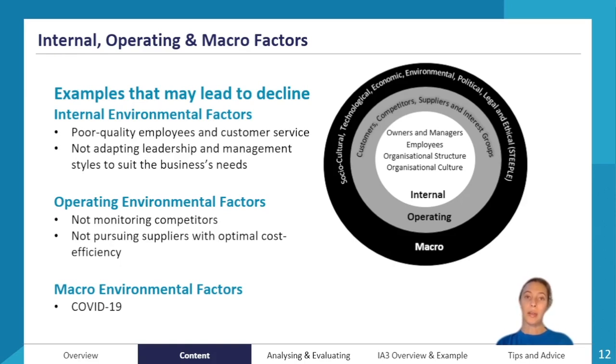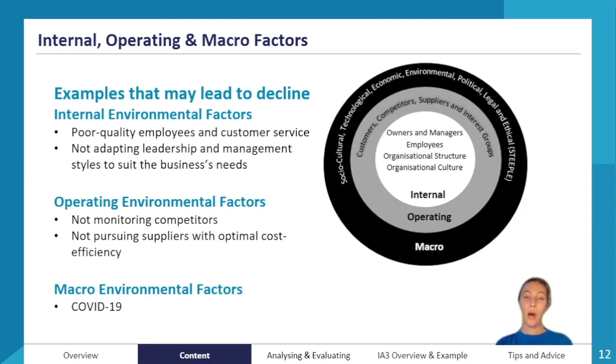And macro is the big things that are sort of out floating around in the air. You've got your STEEPLE acronym, which you may be familiar with from all of the analytical tools that you've done before. It stands for sociocultural, technological, economic, environmental, political, legal, and ethical. All of those different things that can be going on in the business environment are going to have some kind of impact.